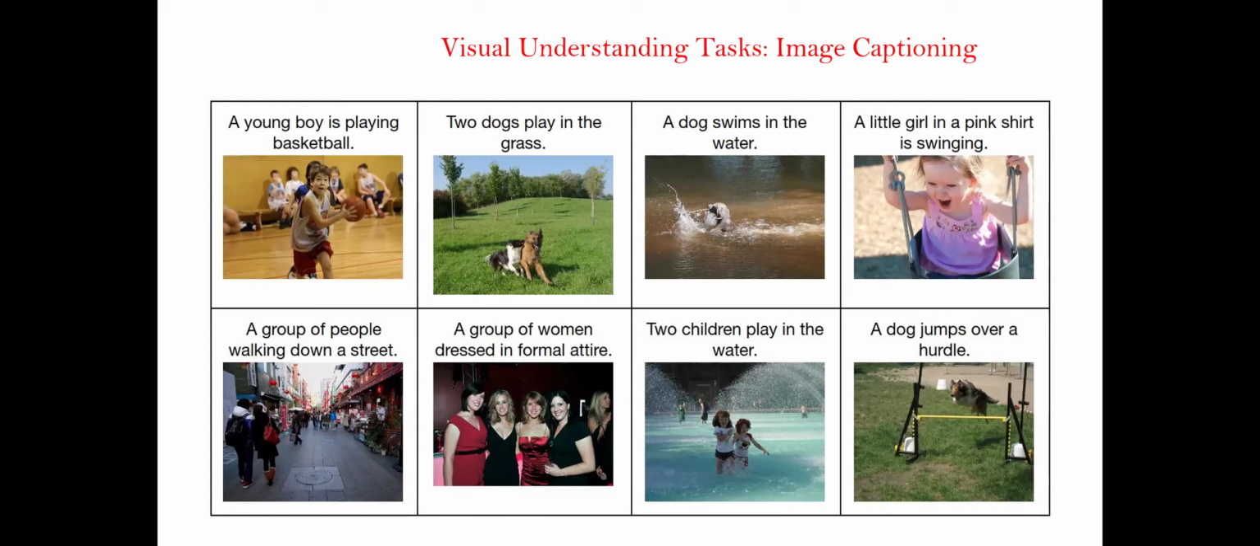For example, in the first row and second column, there is an image where two dogs are playing. The corresponding textual description is: two dogs play in the grass. Similarly, the third one: a dog swims in the water. So it's a textual description corresponding to the visual content present in the image. This is one kind of visual understanding task.